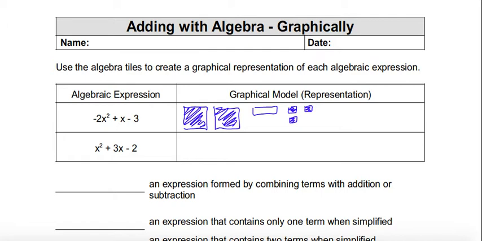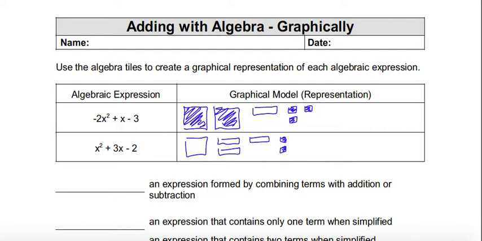The next algebraic expression is x squared. That's a positive x squared. So I'm drawing a large square. I have 3x, so those are positive 3x's. So I'm drawing 3 rectangles. And I have negative 2, so I'm drawing 2 small squares shaded in.